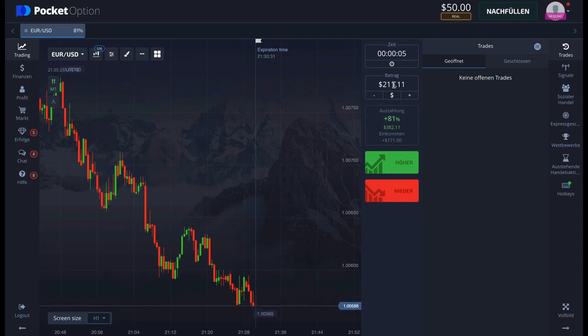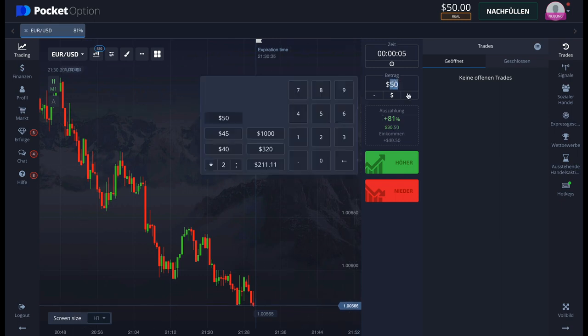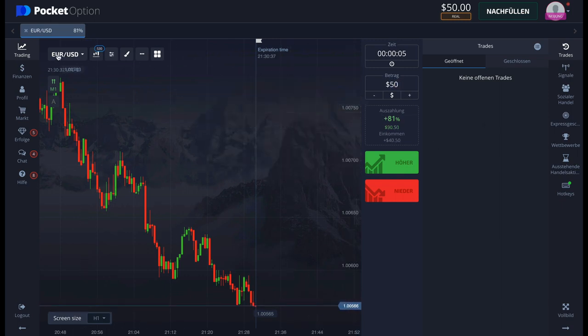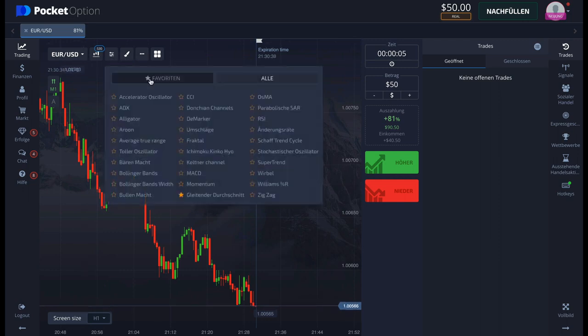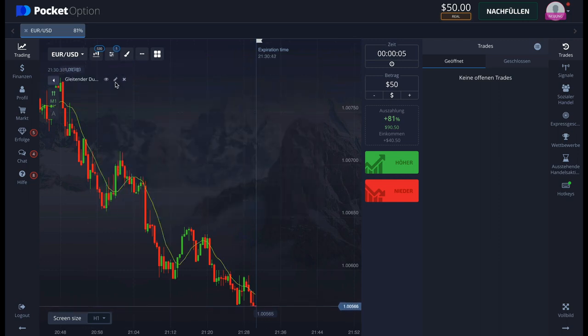Today I will show you an easy strategy which I personally use. We will try to make $5,000 out of $50 with this strategy and a bit of scalping. Let's step into it. The only indicator you need is the moving average.